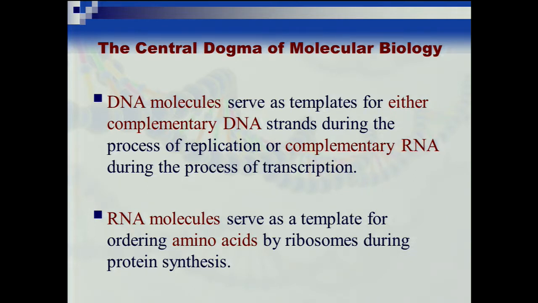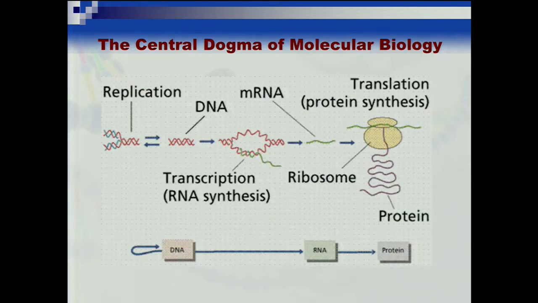So the DNA molecules serve as templates for either the complementary DNA strands, and then they get it to the complementary RNA. RNA molecules serve as templates for making the proteins, which are made of amino acids. So this is basically how things work. DNA has the information, DNA sends it to the messenger RNA. This is the double-stranded DNA.